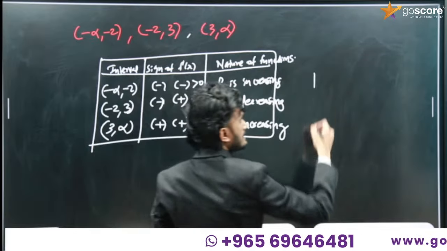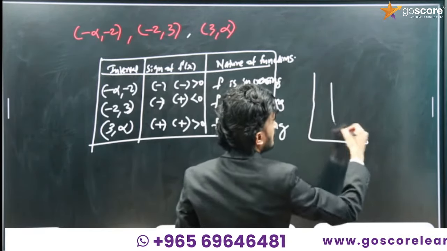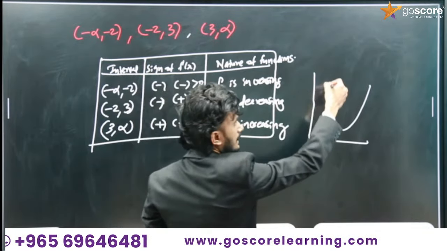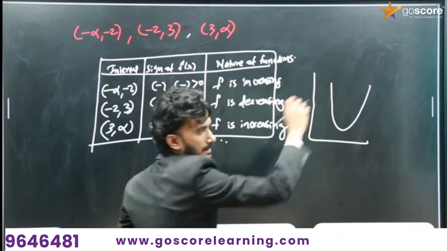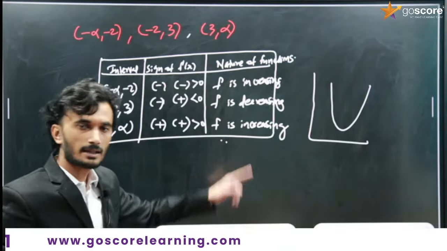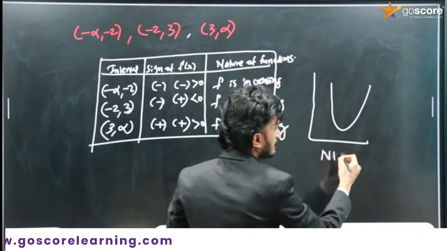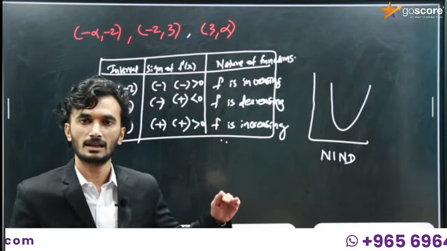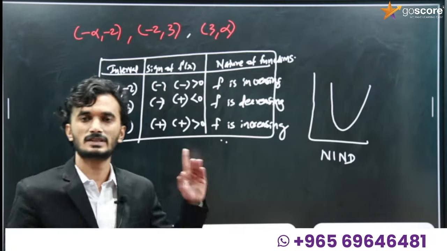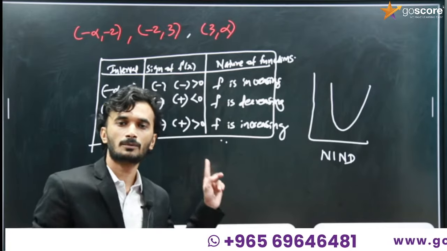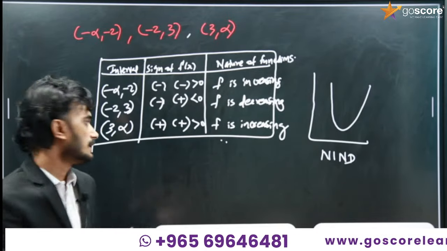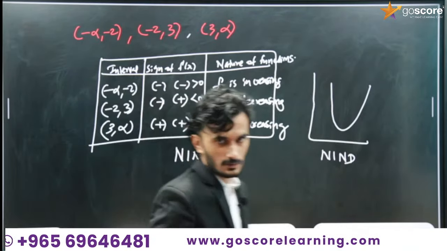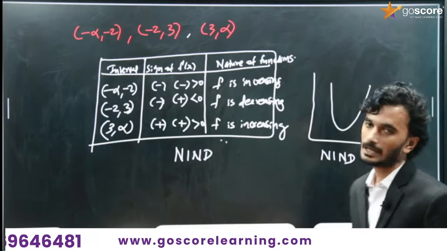As we discussed in the parabola, it is decreasing, then increasing. At that time we write it as a neither function, neither increasing nor decreasing. Here also the function is first increasing, then decreasing, again increasing. So which type of function is this one? This one is simply a neither function, neither increasing nor decreasing. If you write in this method, you will get full marks.